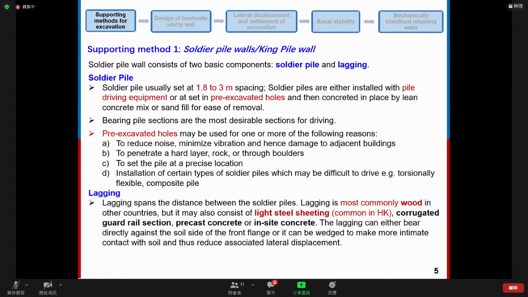So the first supporting method is called soldier pile wall, or in some other countries like UK, it's also called king pile wall. Soldier pile wall consists of 2 basic components, which are soldier piles, absolutely, and we will also have lagging. Soldier piles are usually installed in a spacing of 1.8 to 3 meters by pile driving equipment, or it can also be installed in pre-excavated holes.